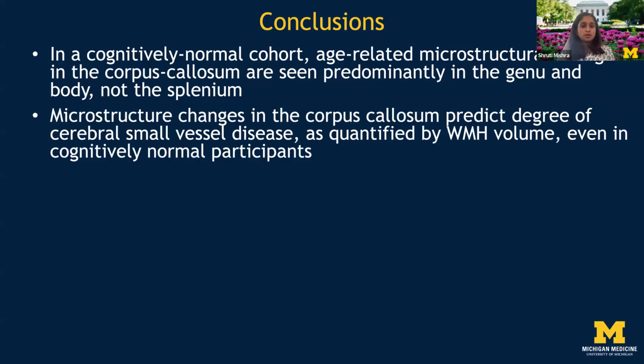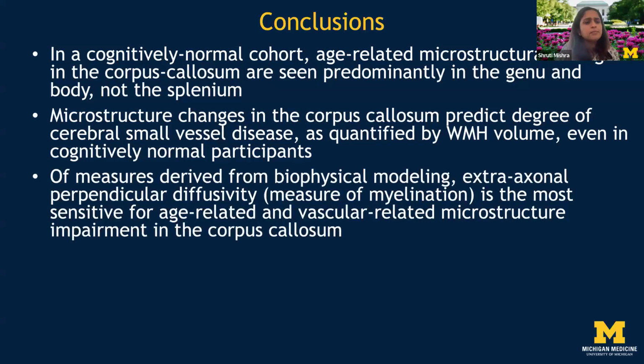Microstructure changes in the corpus callosum predict the degree of cerebral small vessel disease as quantified by white matter hyperintensity volume, even in cognitively normal participants, which I think is important because the majority of the existing studies that have looked at this usually include cognitively impaired individuals in their cohort.